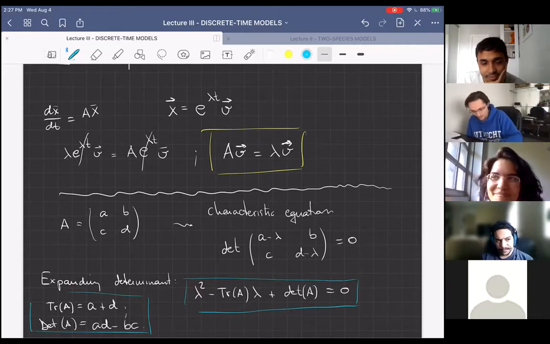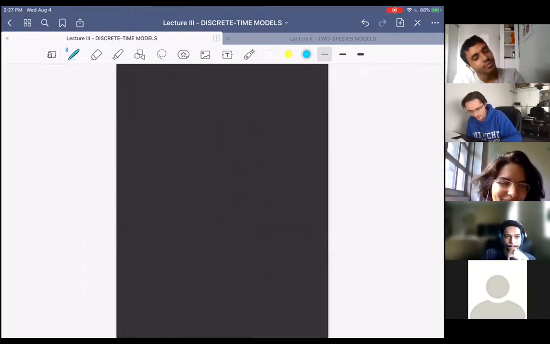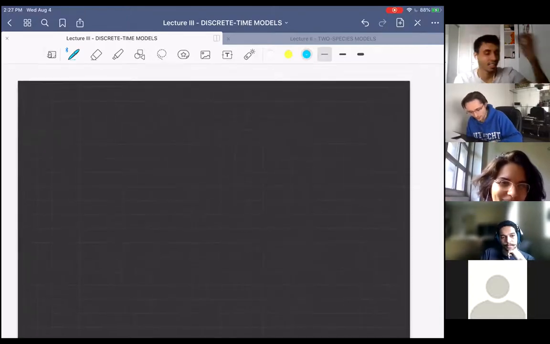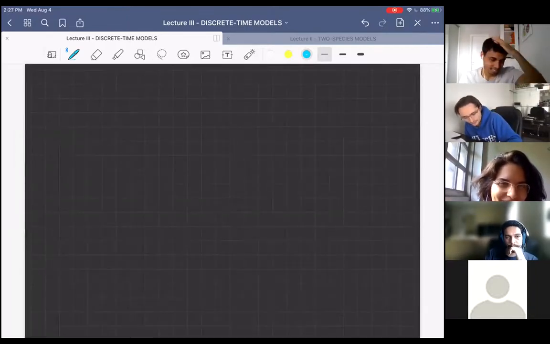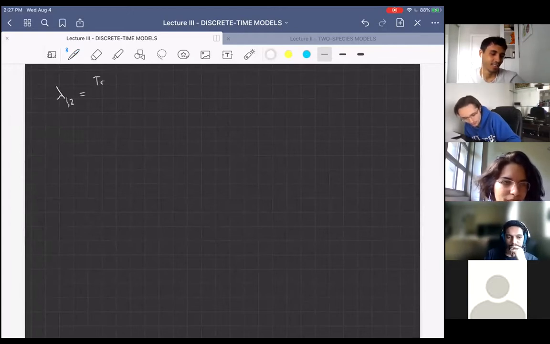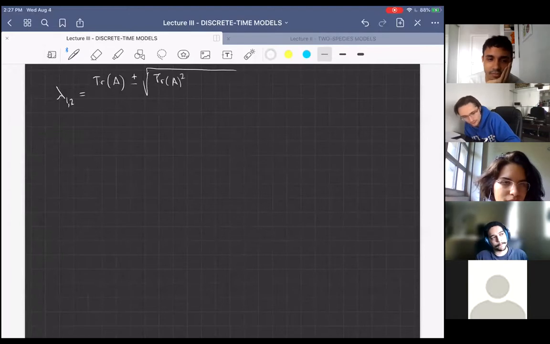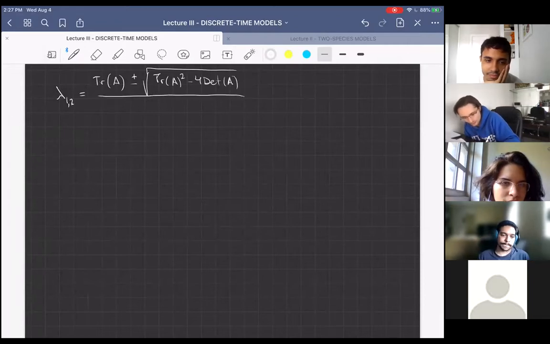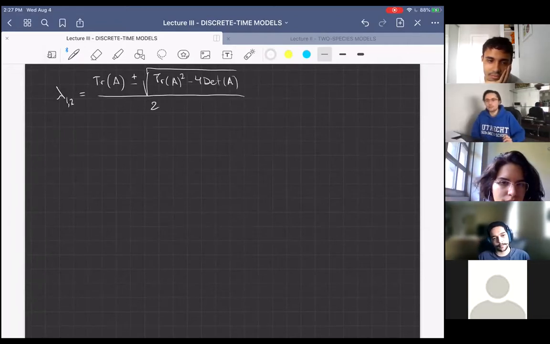And I can keep on, I mean, the trace and the determinant are just numbers, so I can keep solving my equation, and I will get that I have two eigenvalues, lambda 1, 2, that are going to be the trace of A plus minus the square root of trace of A squared minus 4 times the determinant of A, divided by 2A, which is 2. So these are my two eigenvalues.